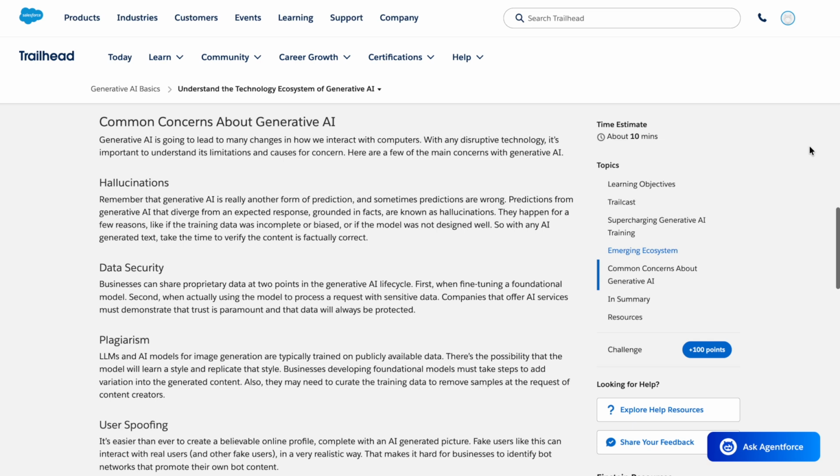Data security. Businesses can share proprietary data at two points in the generative AI lifecycle. First, when fine-tuning a foundational model. Second, when actually using the model to process a request with sensitive data. Companies that offer AI services must demonstrate that trust is paramount and that data will always be protected. Plagiarism.